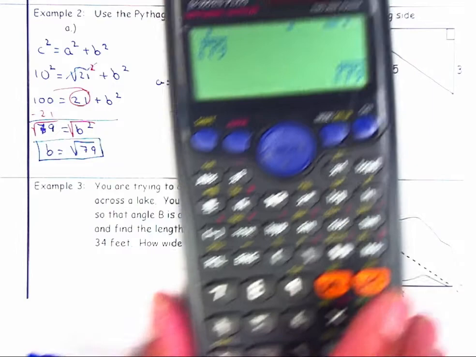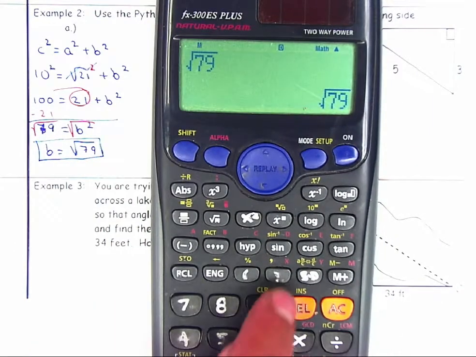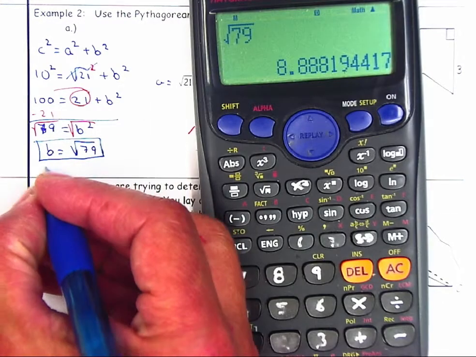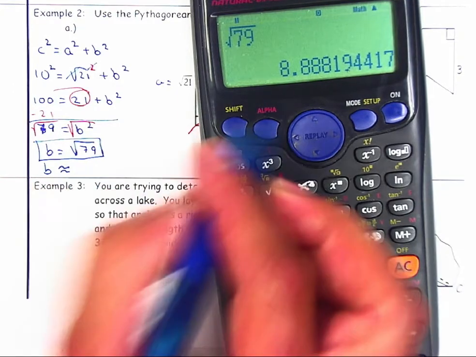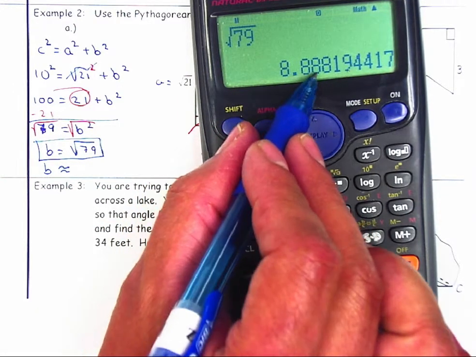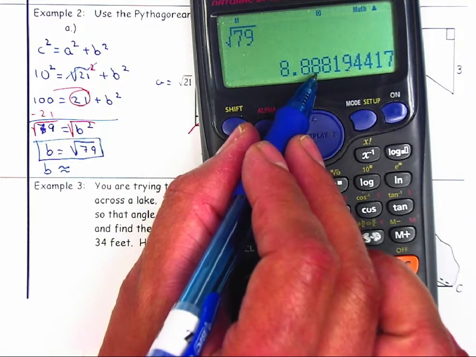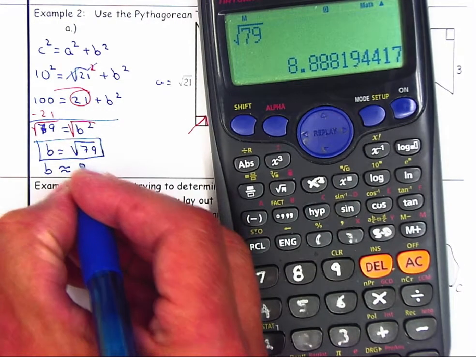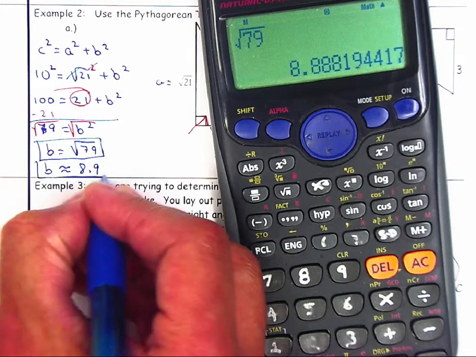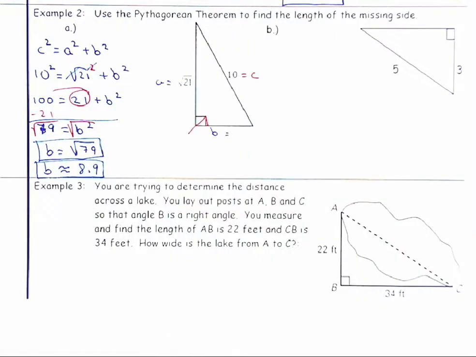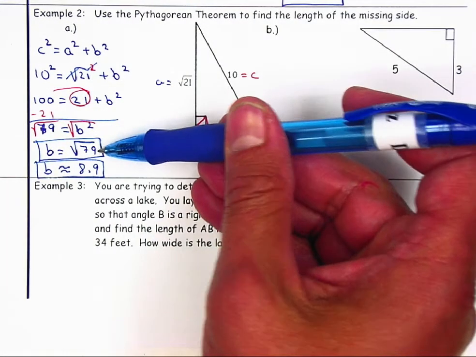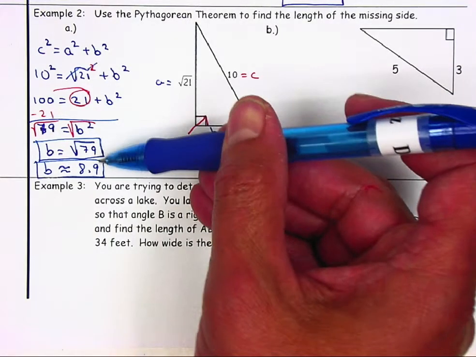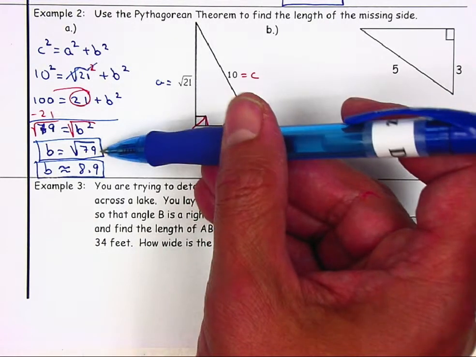If you can also give me the decimal approximation as well, press the S to D. So B is approximately 8.88. I need one decimal place, so therefore this 8 will make this into a 9. So 8.9. Sometimes you'll see your answer as a square root on a multiple choice. Sometimes you'll see it as an approximation.